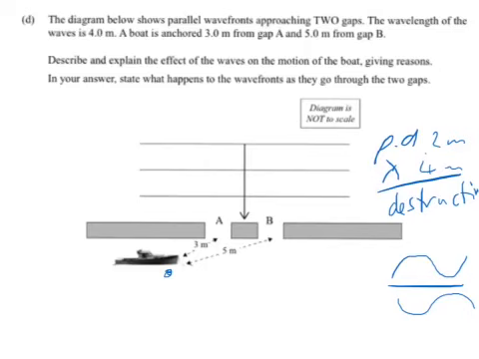So we need to describe and explain the effects of the waves on the motion of the boat, giving reasons. So the effects of the waves will be minimal. Okay, minimal, and the reason is the boat is at a position of destructive interference.